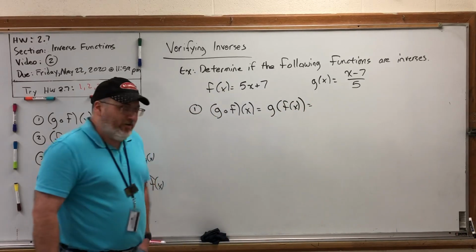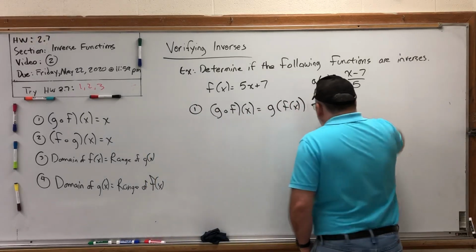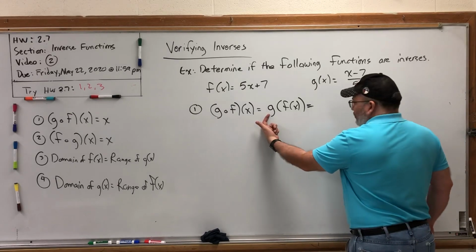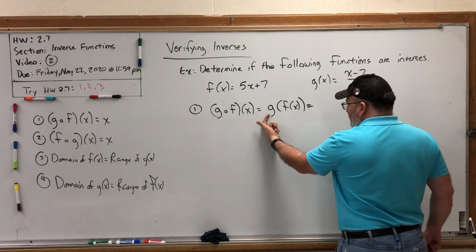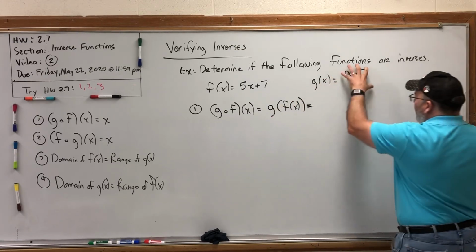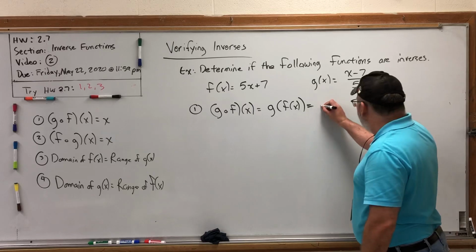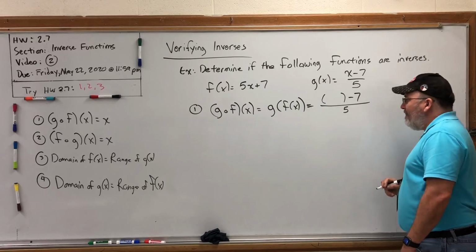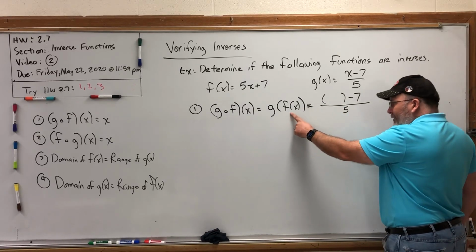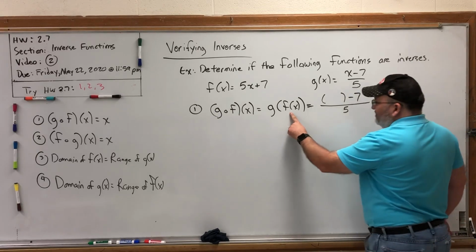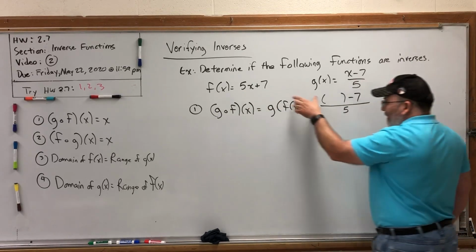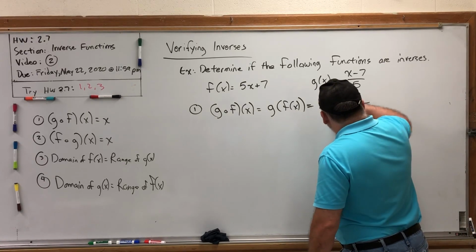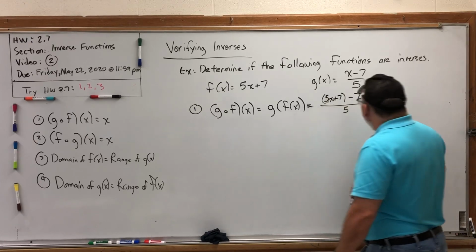And although we can drag it out a little slower, there is a quicker way to set up a function composition. You write the outer function, but replace its x with parentheses. So since the outer function is g, I'm going to write this, but change the x to parentheses. So parentheses minus 7 in the top, 5 in the bottom. And then inside the parentheses, you write what the inner function equals. Since the inner function is f of x, and that equals 5x plus 7, I'm going to write 5x plus 7 in the parentheses. And then you proceed to simplify the expression.